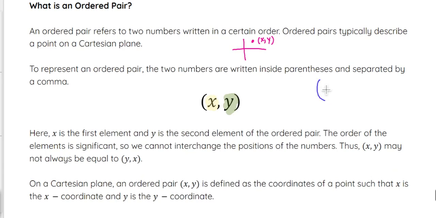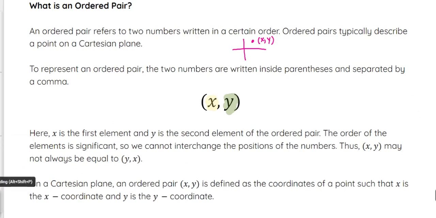And by that, I mean if it is the exact same number, for example, (1, 1), that would be (1, 1) if I switched it. But otherwise, typically it does matter the order that you put them in. So for example, if I had (1, 2), (2, 1) is a very different point. Those do not mean the same thing. So keep that in mind. The order of those numbers does matter.